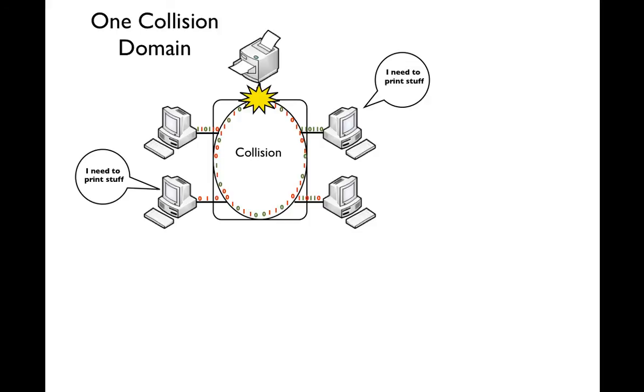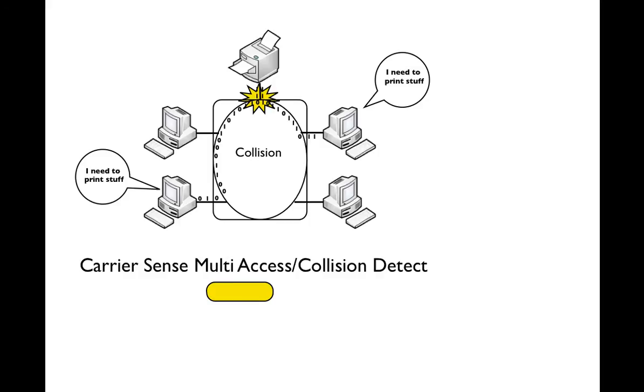And in order to handle the collisions, we'd have to run a protocol across the hub called carrier sense, because it would sense the carriers on the link, multi-access, because everyone has access to the same wire, and collision detect, because it would actually detect the collision. Fancy way of saying this protocol would be CSMA/CD.